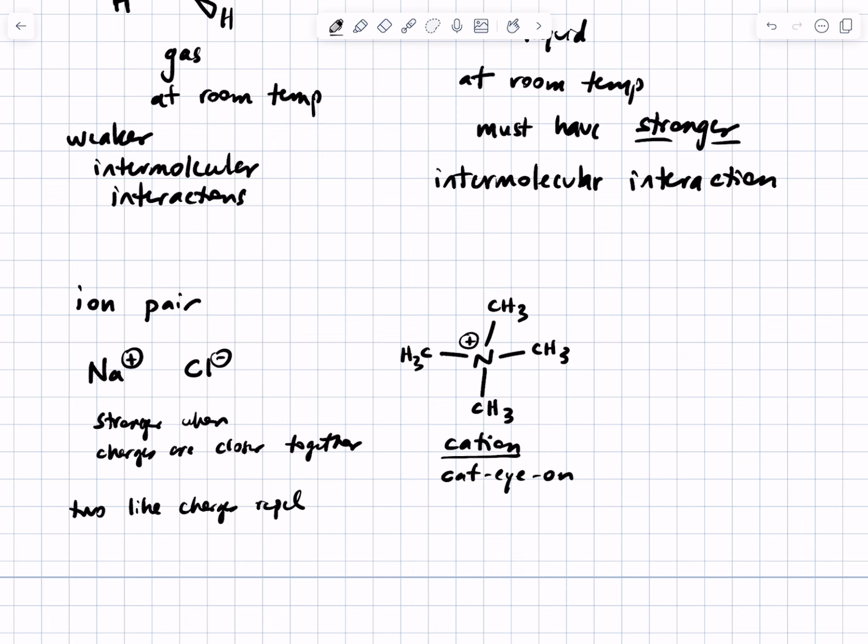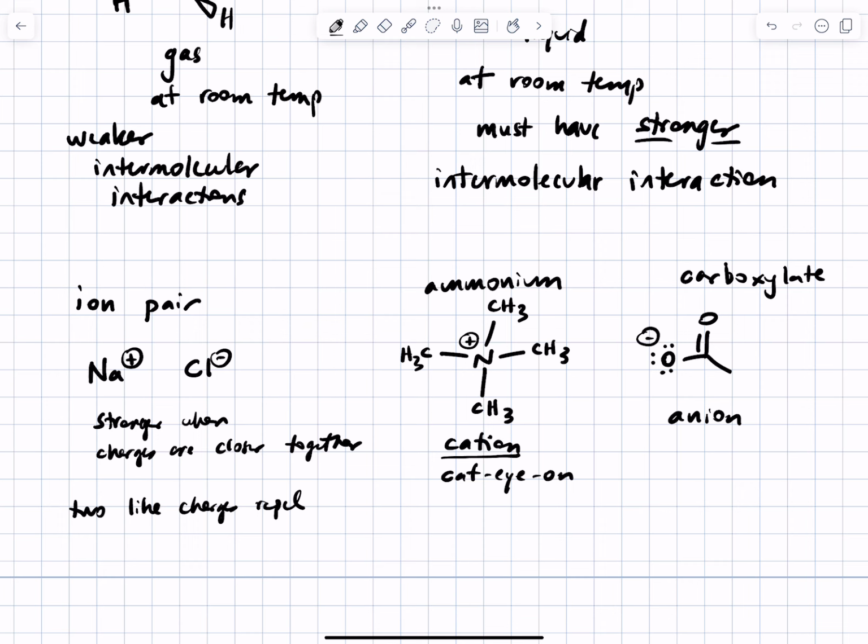But all right, so an attraction between a cation and an anion. Anion means a negatively charged molecule. So this carboxylate anion can interact with the ammonium cation, and the two charges attract. And again, you don't pronounce that like onion. It's not anion, it's an-ion. Okay, so ion pairs are considered the strongest of the non-covalent interactions.